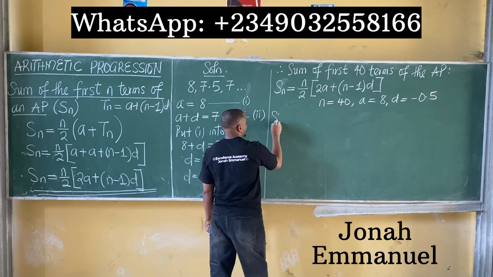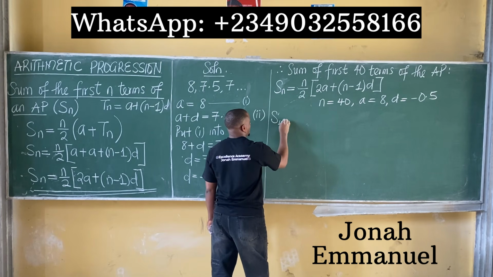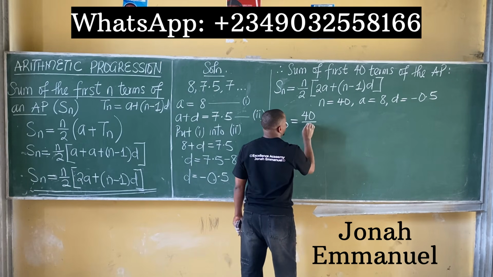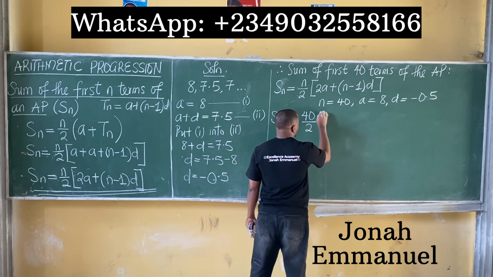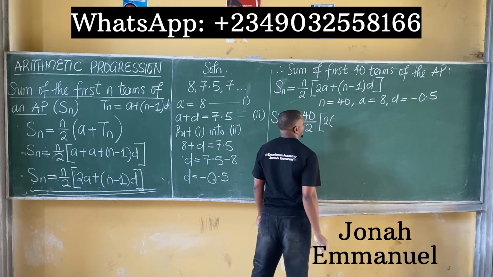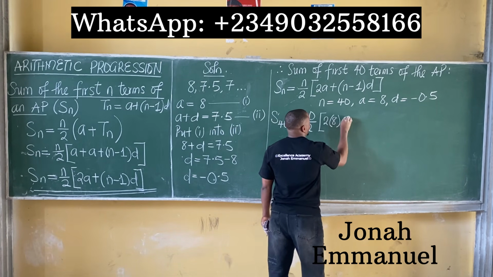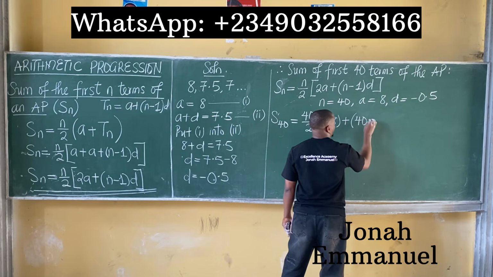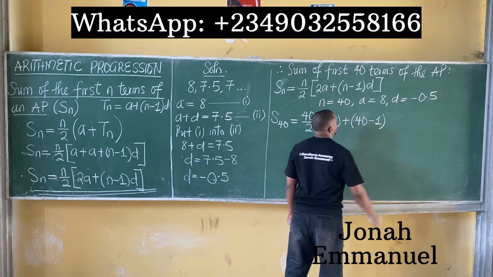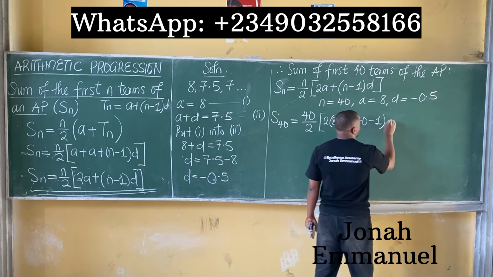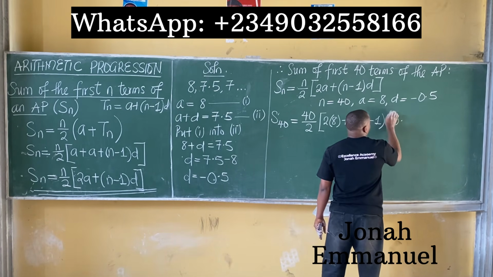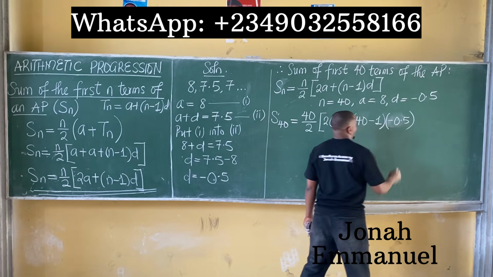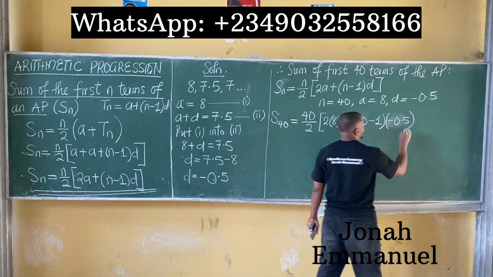So the sum S of the first 40 terms is equal to n over 2, which is 40 over 2, into 2a, that's 2 times a. A is 8, plus n minus 1. What's n there? 40. 40 minus 1, into d. D is minus 0.5. Let me just put this in a bracket so it looks better that way.